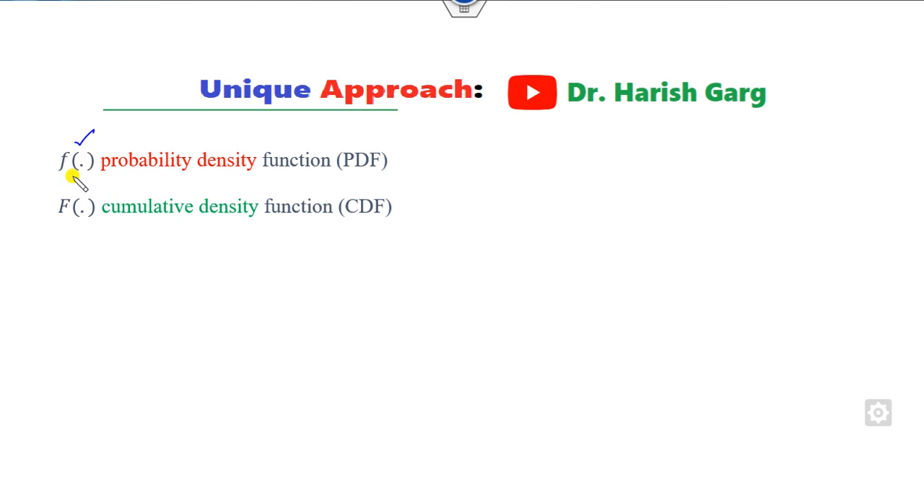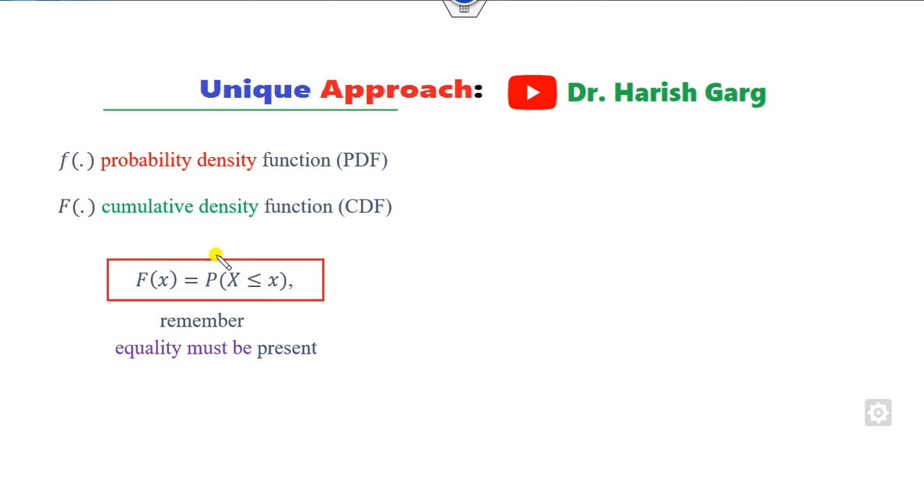Wherever a small f is denoted, that is always called a PDF or PMF, while the capital F is denoted as a CDF, which is defined as this. Remember, this less than or equal to sign must be present to define the CDF.